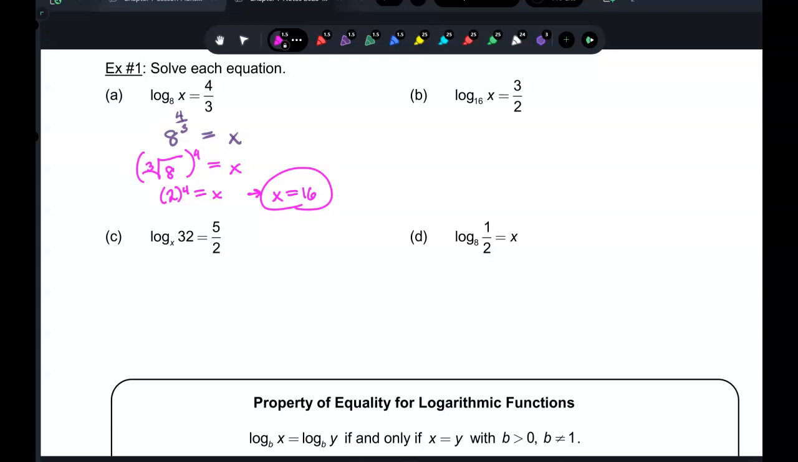Okay, so log base 16 of x equals 3/2. So we want to rewrite this in exponential form. So you take 16 to the 3/2 equals x. Good luck, everybody. So we take the square root of 16, and then we want to cube that. So 4 cubed is 64.